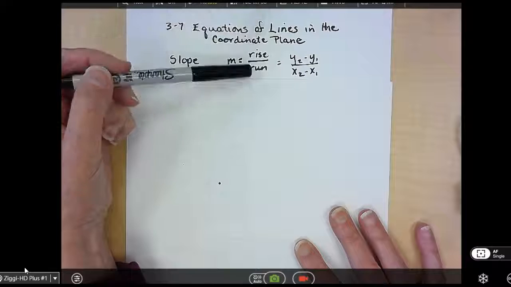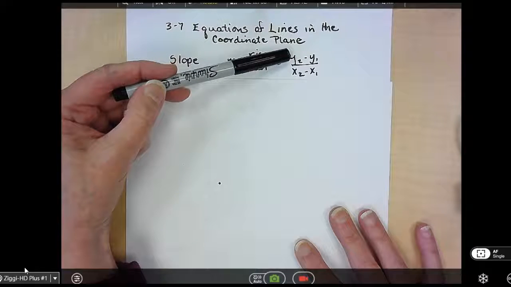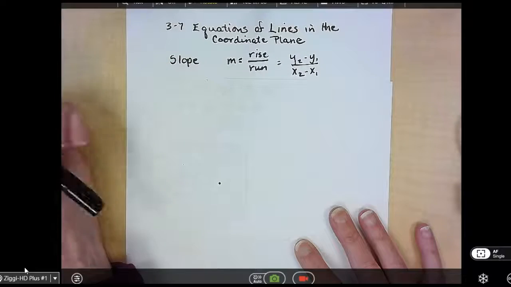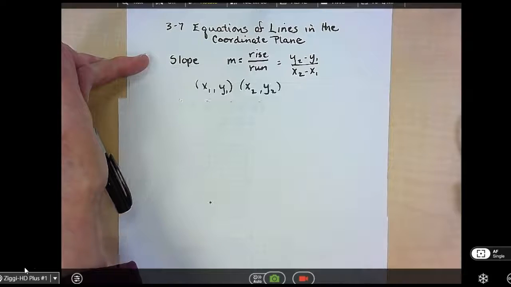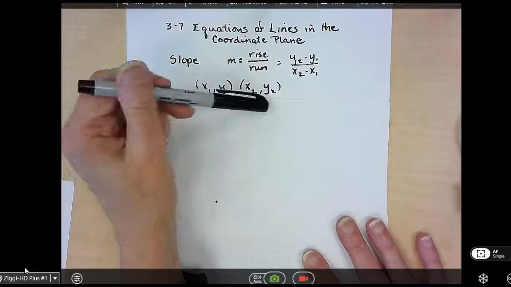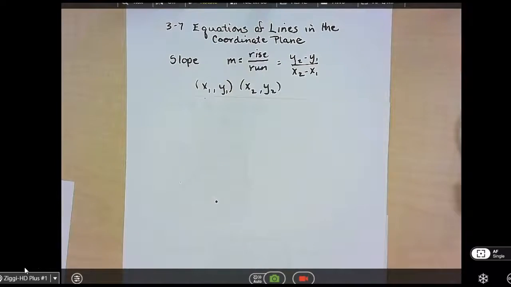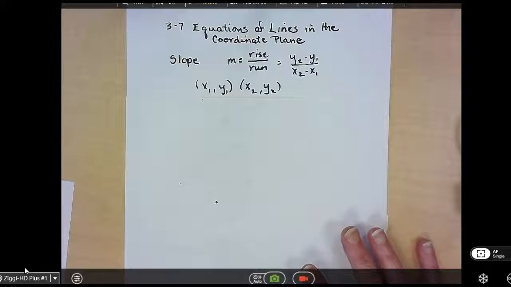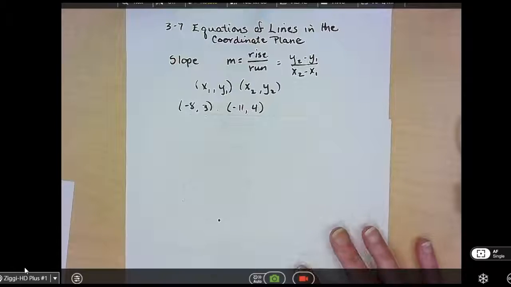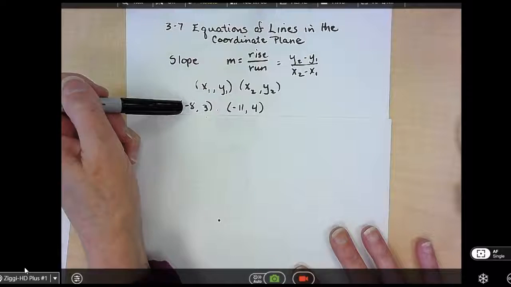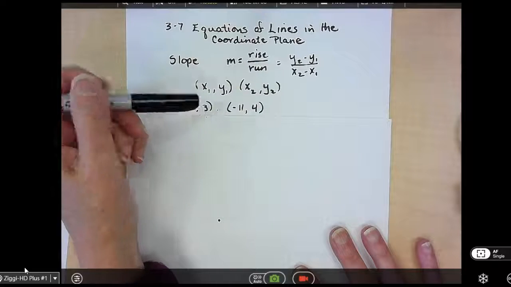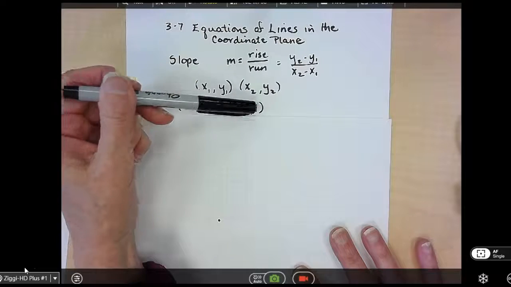Your rise are your y values, so you're subtracting your two y values, putting it over your x values. And that's when you're starting with 2 points. Sometimes we're starting from the graph when we get our slope, so it just depends on the situation. We're going to start out first, though, having 2 points. So I have my points -8, 3 and -11, 4.